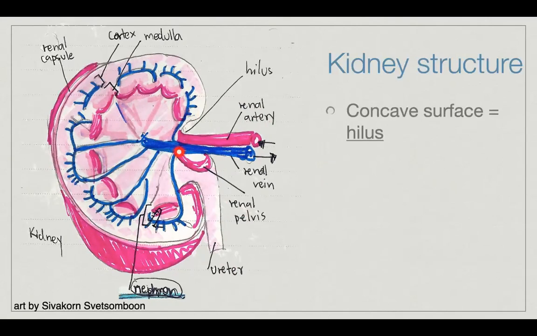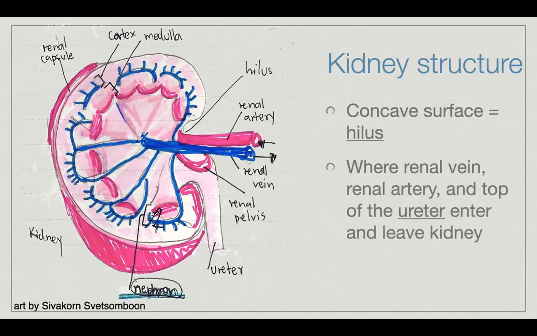Now, the reason we call it a kidney shape is because of the hilus, this concave area here. That is where the renal vein, the renal artery, and the top of the ureter enter and leave the kidney. So that whole area is called the hilus. When you draw a kidney bean, you usually draw a little indent like that. That's the hilus there.